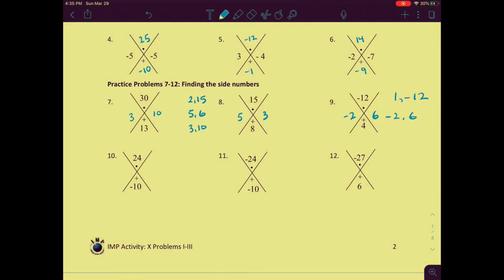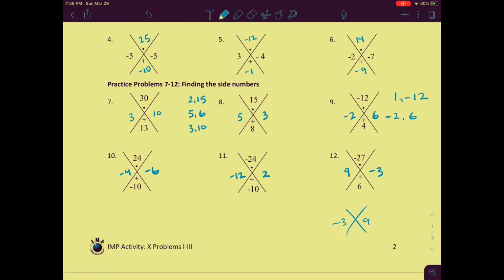So for number 10, you want to think of two numbers that multiply to get 24 and add up to get negative 10. If you put negative 4 and negative 6, you got it correct. For number 11, the two numbers that you want to come up with here would be negative 12 and positive 2, because negative 12 times 2 is negative 24. Negative 12 plus 2 gives me the bottom number, which is negative 10. And for number 12, if you put 9 and negative 3, then you got it correct. By the way, if you put negative 3 on the left side and positive 9 on the right side, that is still correct, right? And so either answer will be acceptable.